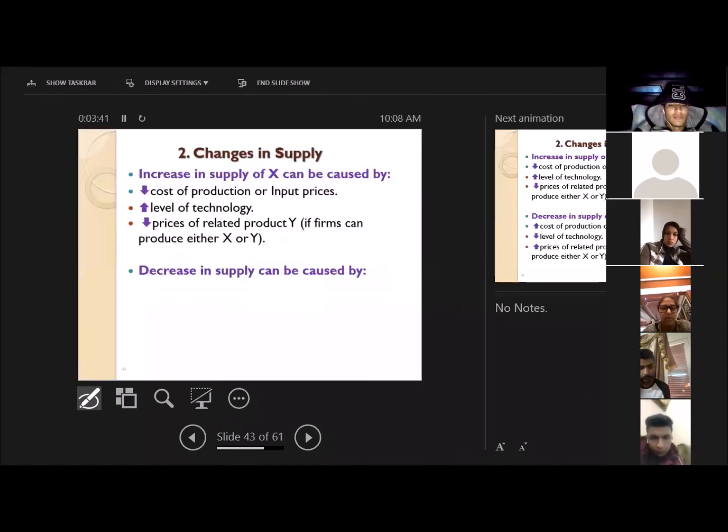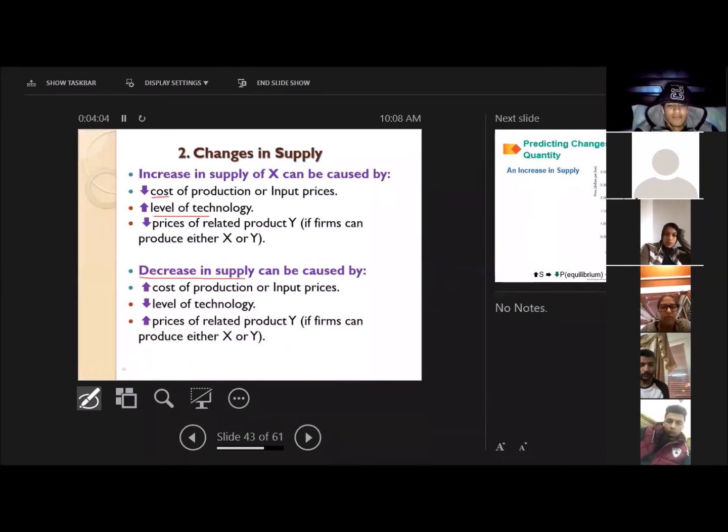Now we change the supply. So the first case was a change in demand. Now we change the supply. Supply could increase due to lower cost of production, using a more advanced level of technology, or a decrease in the prices of other products.